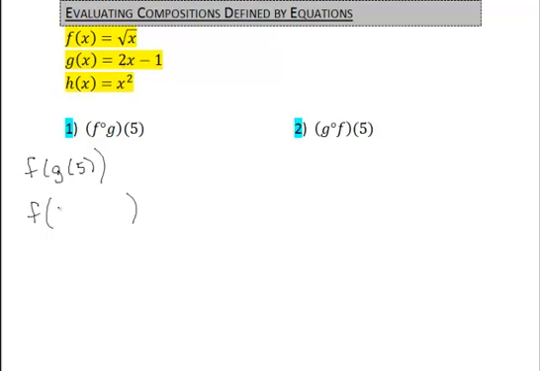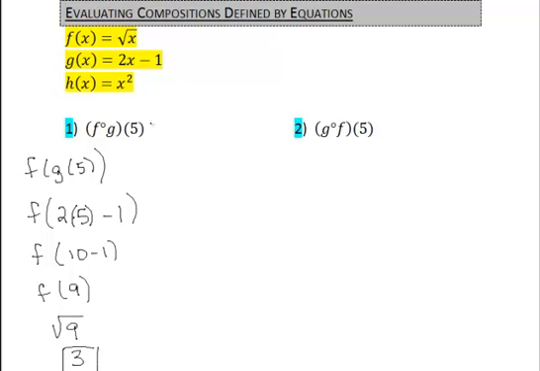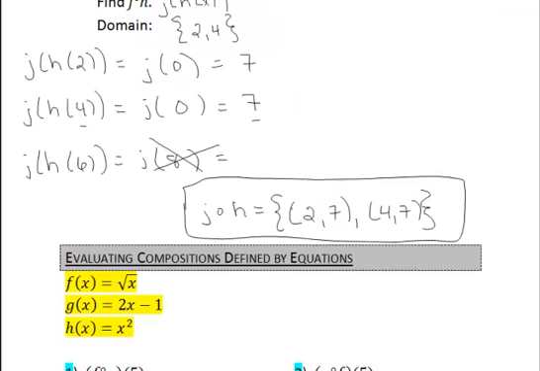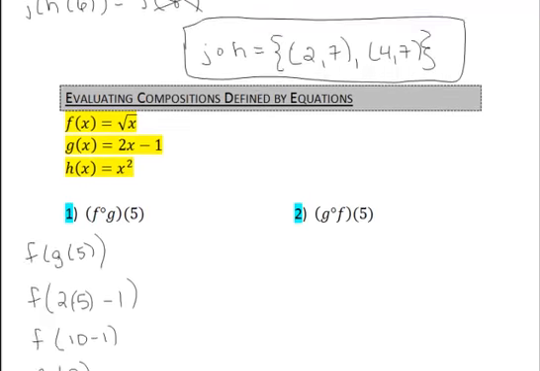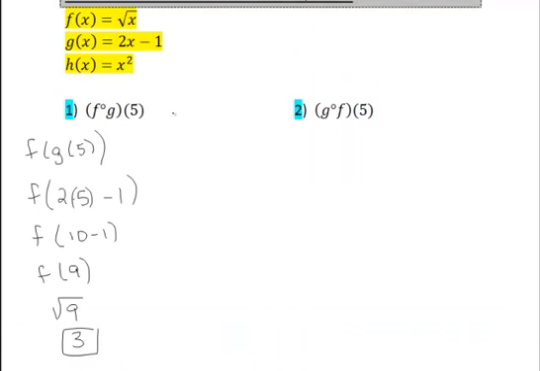So we're going to have 2 times 5, sometimes it's better to use parentheses, and minus 1. So that's f of 10 minus 1, or f of 9. Well, now that you have this, you take the 9 and substitute it into f. So that would be the square root of 9, which is 3. So f of g of 5 is equal to 3.